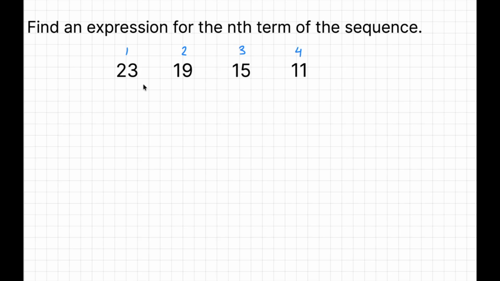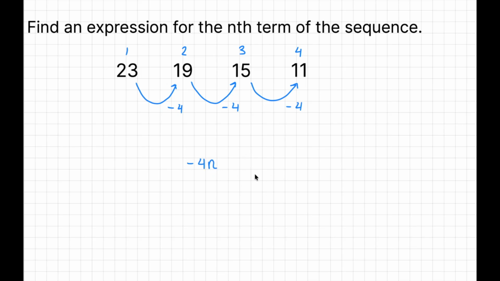Now, to find the start of the expression, we are going to do the same thing and find the common difference. However, because our terms are decreasing, our common difference is now going to be negative 4. To go from 19 to 15, we also minus 4, and to go from 15 to 11, we minus 4. This means the start of our expression is going to be minus 4n.